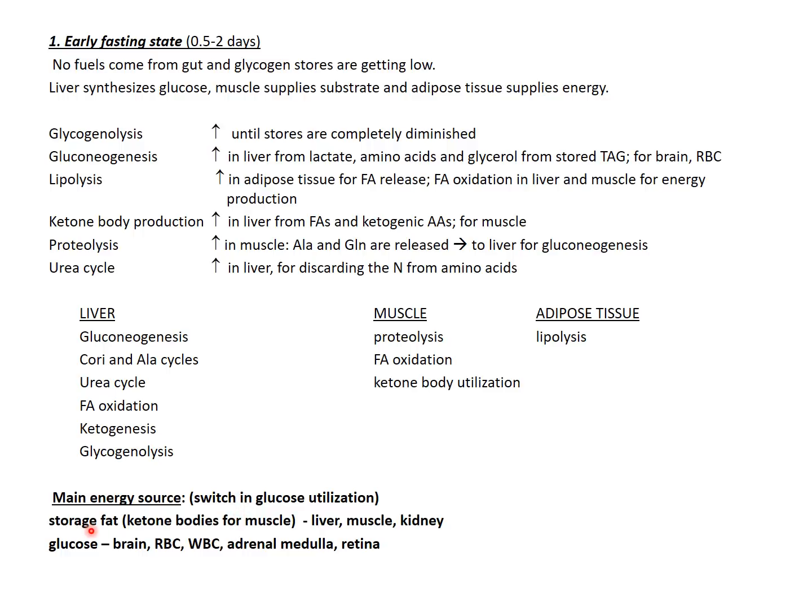that storage fat which is liberated and ketone bodies that are produced by the liver will be used for lipid-based energy. Liver, muscle, kidney will take up fatty acids. Liver produces ketone bodies and mainly the muscle which will be using that. Glucose is still utilized, majorly the central nervous system, which will always need glucose, and all the anaerobic cells will utilize glucose.